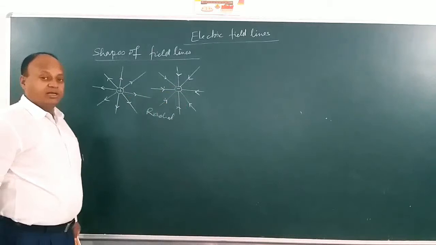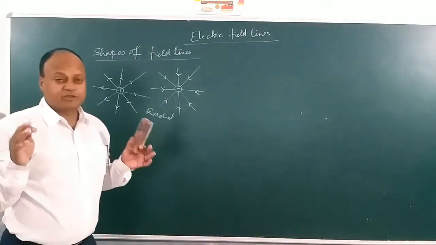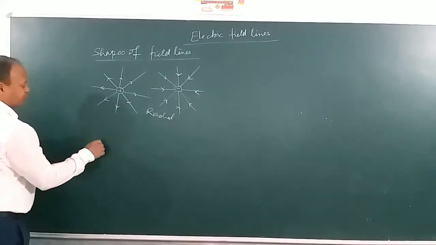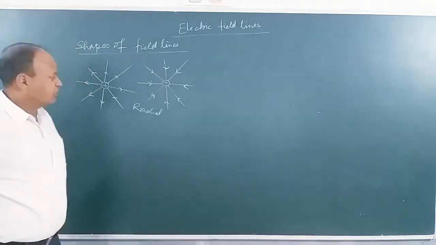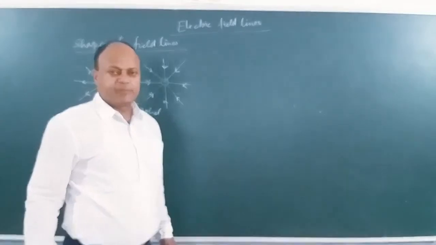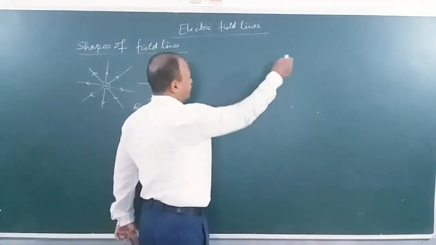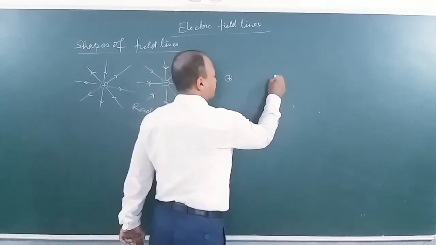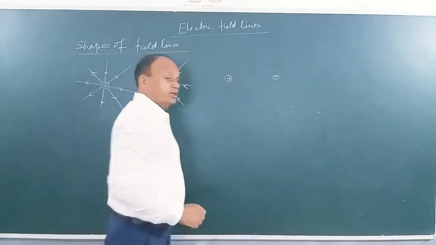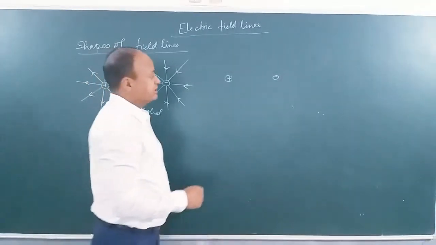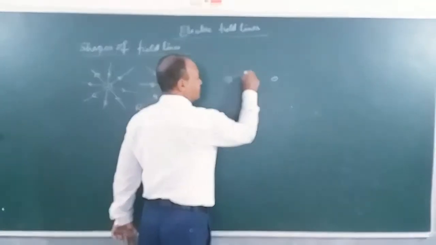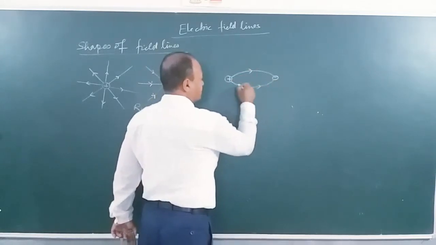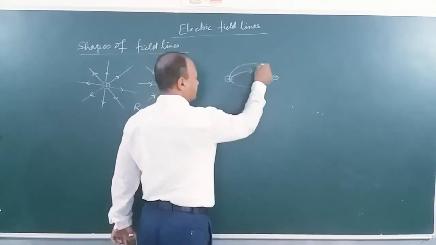Now what will happen if I have a dipole, meaning a positive charge and a negative charge? Electric dipole consists of a system of two charges. One is positive, the other is negative. Let's see how the electric field lines will be directed. Actually, they will start from positive and they will go into negative. You can see the curve here.